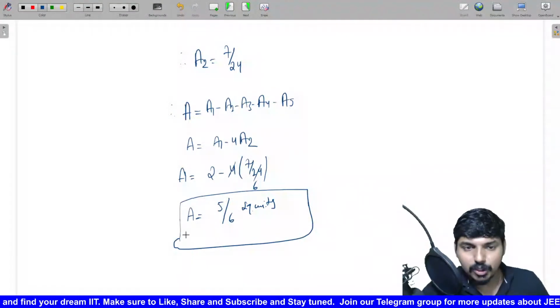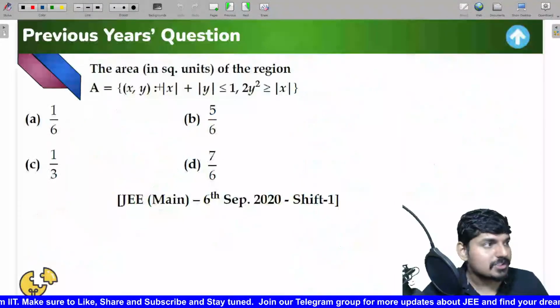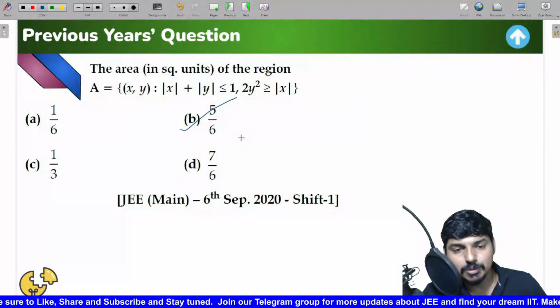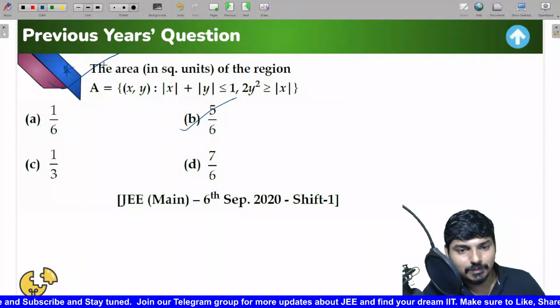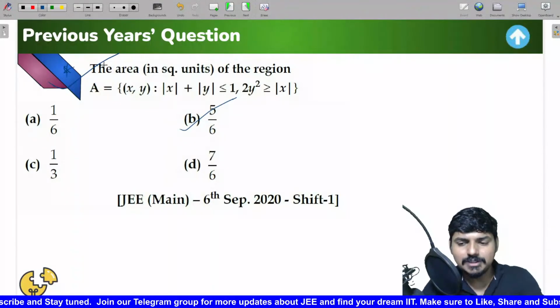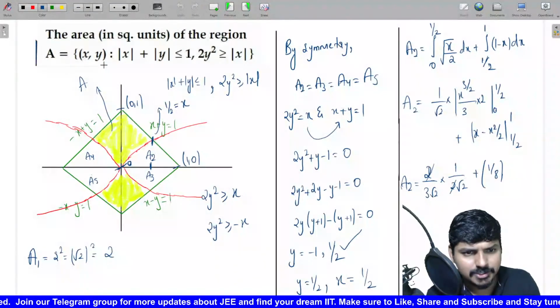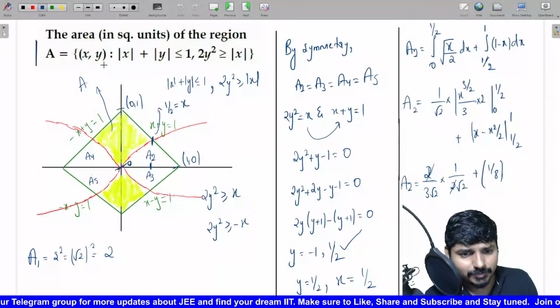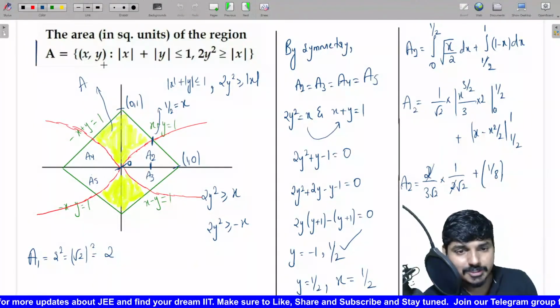And if you see the options, everyone, which is going to be the right answer? Well, option B is going to be the right answer. Does anyone have any more doubt in this question? Got it? It was a beautiful question. That's what I'm telling you. Look at the concept in the question. The concept was very good. First, identifying the region is very important. So we got the region, the yellow region.